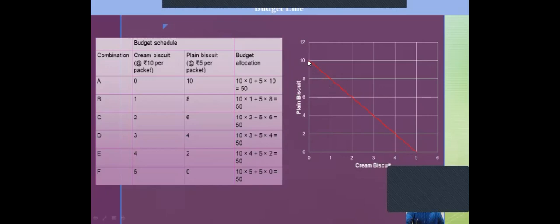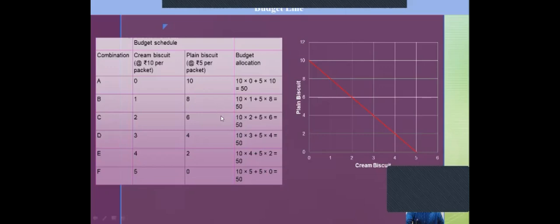So whenever we draw a line from 10 to 5, this red line shows the budget line. You cannot move more than 10, that means 12, and more than 5, that is 6. Because if you purchase 12 and 6, there will be 72 rupees, but total income which is given to you is 50 rupees. So your budget is not allowing you more than 50.